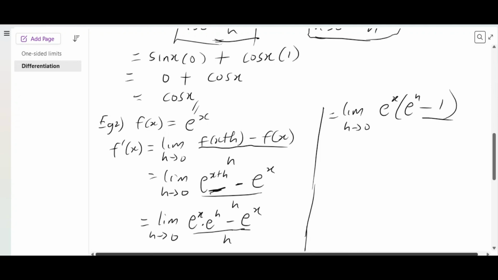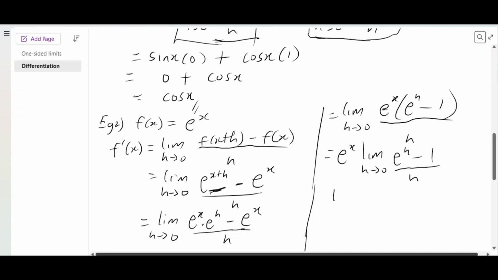So I'll factor e to the power x out, then I'm going to have e to the power h minus 1, all over h. Now since I'm taking the limit as h approaches 0, any term without h can be treated as a constant. So the e to the power x that I have here, I'm going to factor it out. So I'm going to have e to the power x times the limit as h approaches 0 of e to the power h minus 1 over h. Now this is also a special limit.